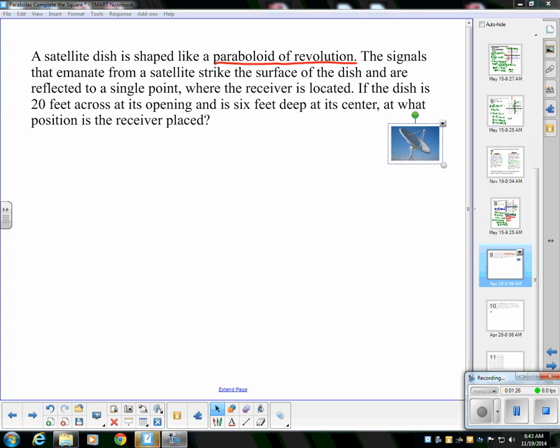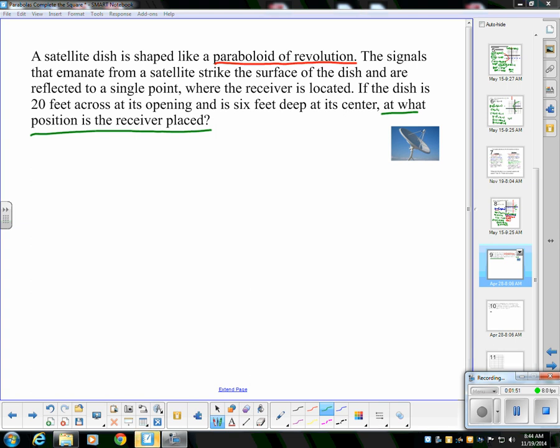Now you give us some more information. It says that the dish is 20 feet across at its opening and 6 feet deep at its center. At what position is the receiver placed? So hopefully you can tell from what I just said that the receiver is the focus of all the signals. When it asks at what position is the receiver placed, what it's asking for is to find the focus.